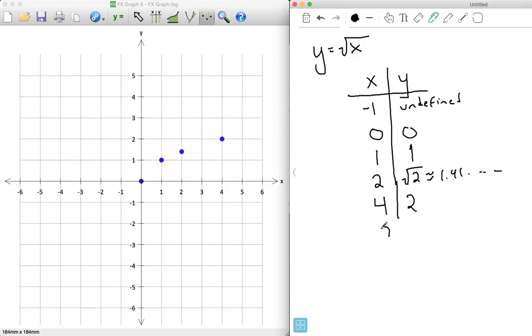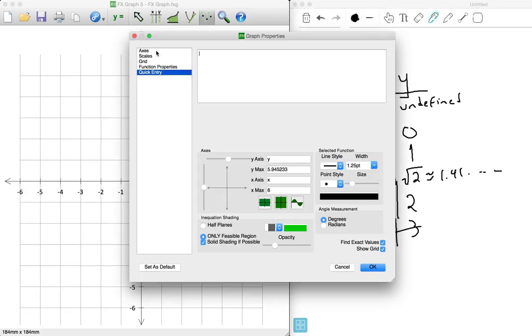If I picked 9, our next perfect square, the square root of 9 would be 3. I don't have an x of 9 shown on this graph, so I'm not going to bother trying to graph that point. So again, I'm going to let the computer draw the rest of y equals the square root of x. It looks a little weird on top, up here, but down here, it looks like what we're trying to graph.